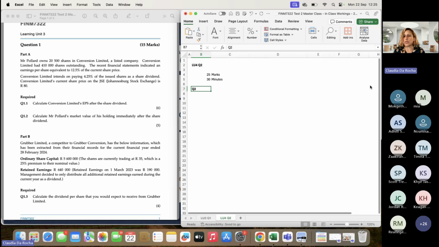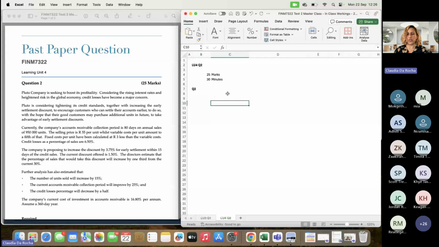Okay, so let's do number 2 now, or question 2. Can you choose Learning Unit 4? Okay, so I'm going to share my screen so that you can see it. Just let me know if you can see it. Can you see question 2, Learning Unit 4? Everyone just put a thumbs up.